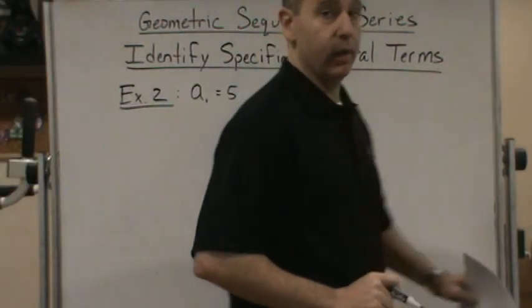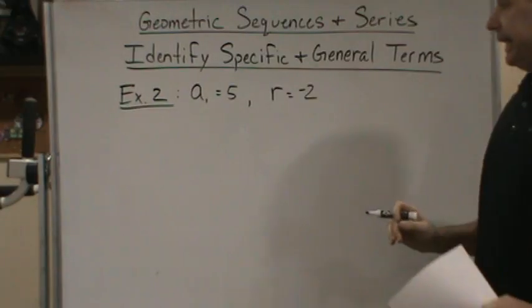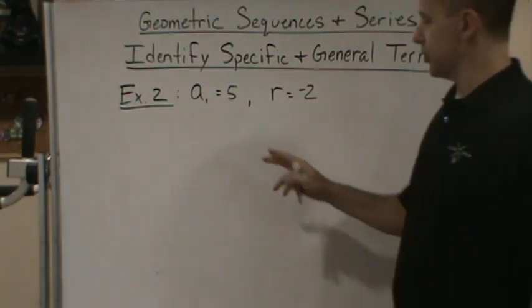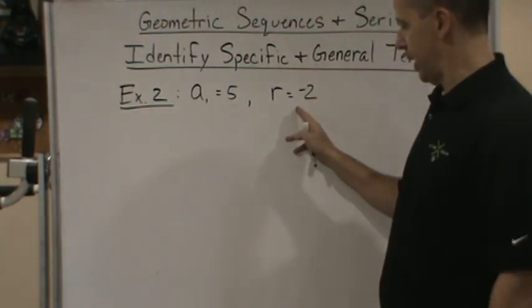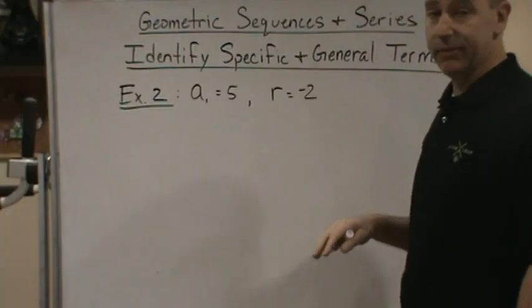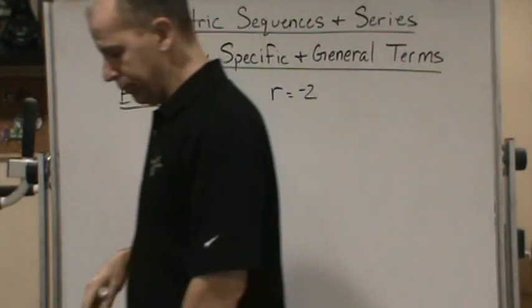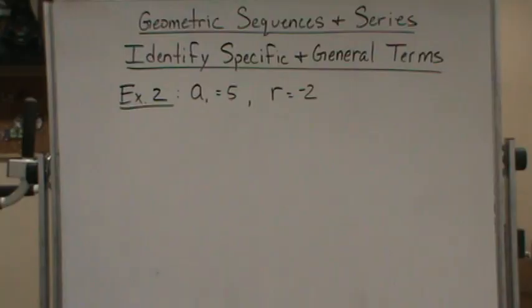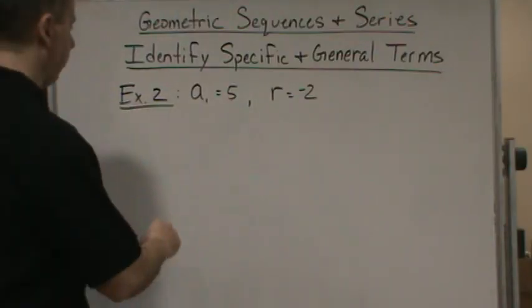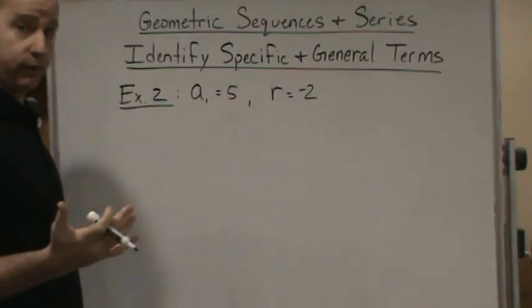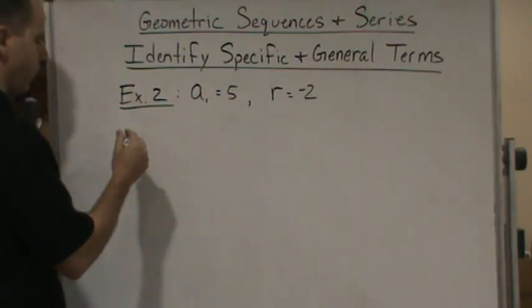Welcome back. And now in this example here, we're given the first term and we're given the common ratio, and they want us to give us the first 5 terms of the sequence.